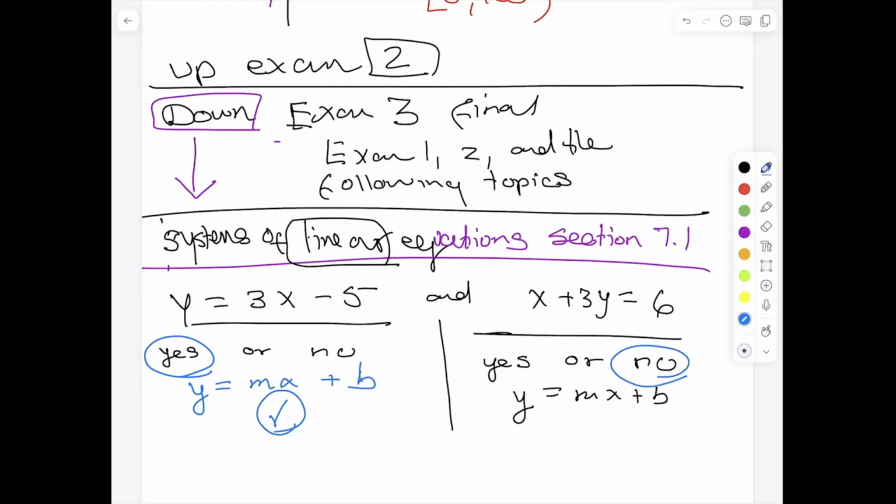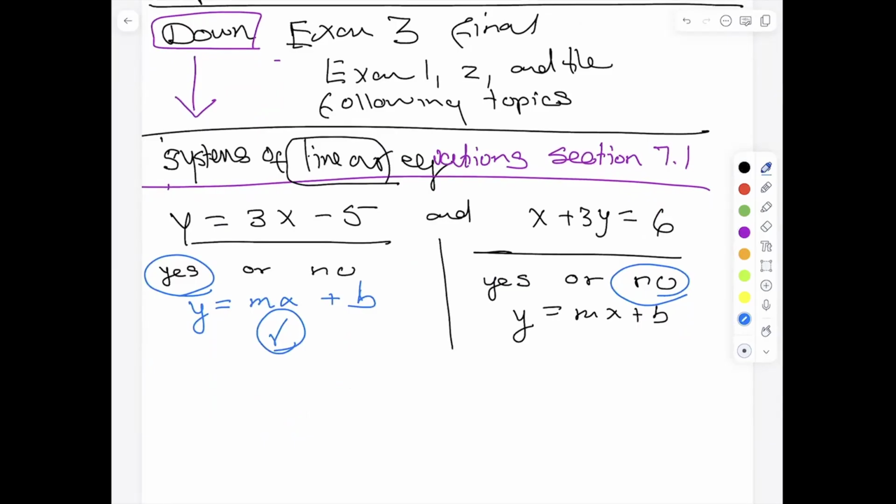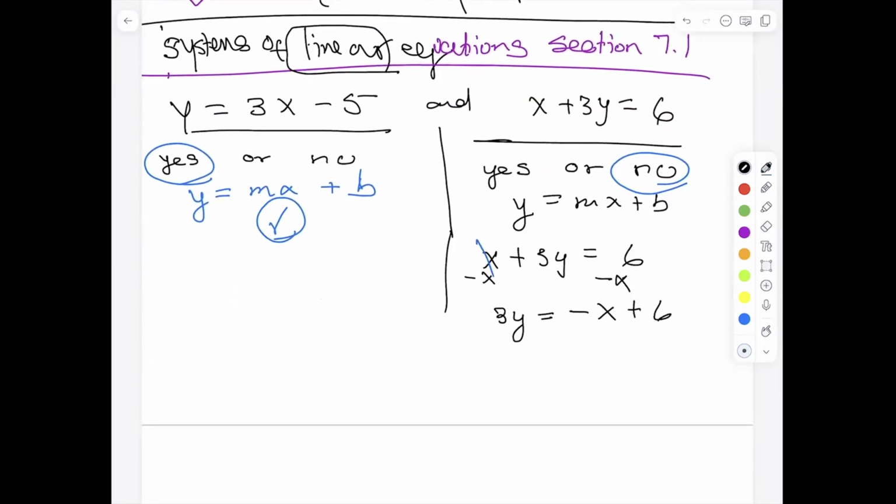Because it is a no, we have to make it look like a line. So we're going to take x plus 3y is equal to 6. We are going to subtract x, so this cancels out, and then this is 3y is equal to negative x plus 6. Now it's looking similar to a line, but it's not there yet, because what's happening with the y? Doesn't it have that 3 attached to it? So I have to divide by 3.